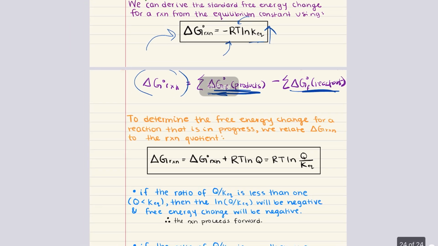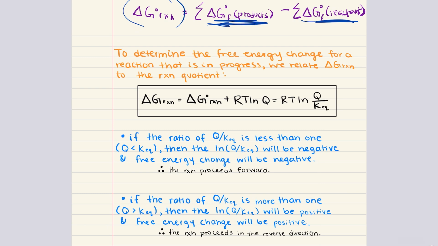Now, once the reaction begins, the standard state conditions no longer apply. The value of the equilibrium constant has to be replaced with another number that is reflective of where the reaction is in its path toward equilibrium. To determine the free energy change for a reaction that is in progress, we relate Gibbs free energy to the reaction quotient Q. And so we can write the following equation. Now, here, if this ratio of Q over K EQ is less than 1, then the natural logarithm will be negative. And the free energy change will be negative, so then the reaction will spontaneously proceed forward until equilibrium is reached.